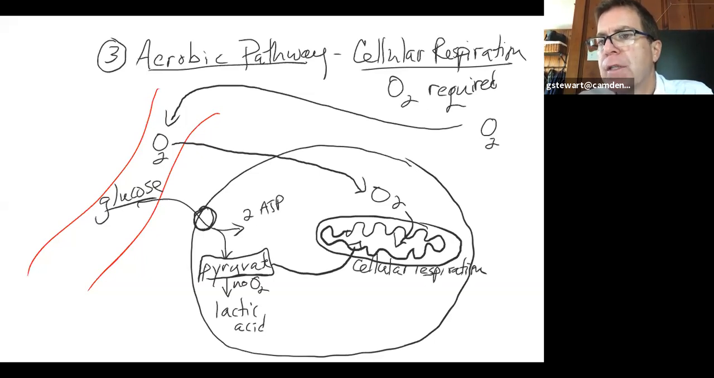I'm not going to go through those steps, and I'm not going to ask you about those steps on the quiz, by the way. But I do want you to know that if we need to sustain a longer contraction, we have to breathe. That oxygen comes into the cell, heads to the mitochondria.